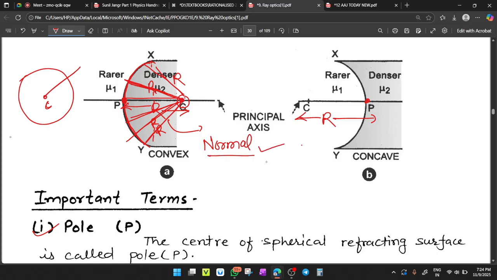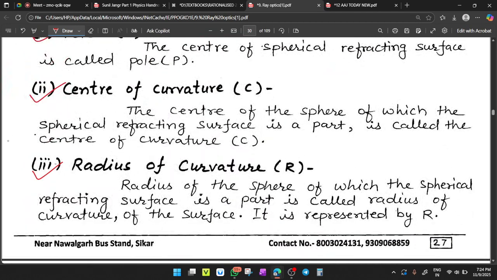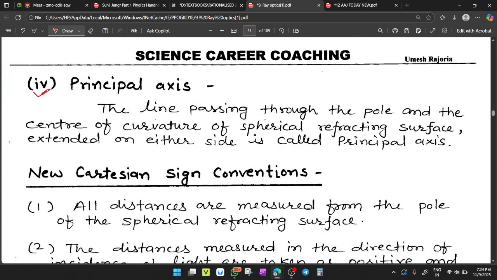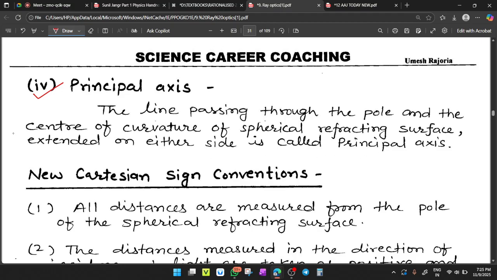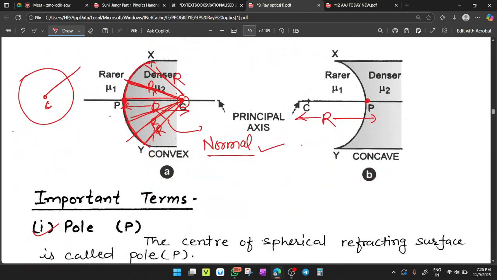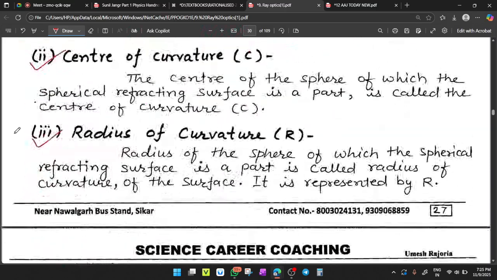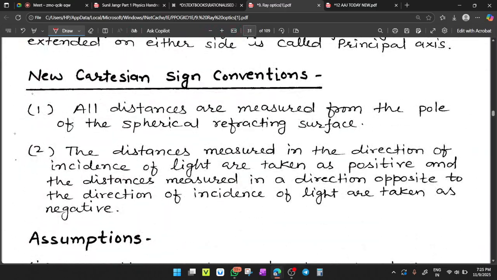Clear, beta? So pole is clear, then radius of curvature is clear. Now principal axis. What is principal axis? The line passing through the pole and the center of curvature of the spherical refracting surface, extended on either side, is called the principal axis. It is the imaginary line that passes through the pole and center of curvature. Clear, beta?